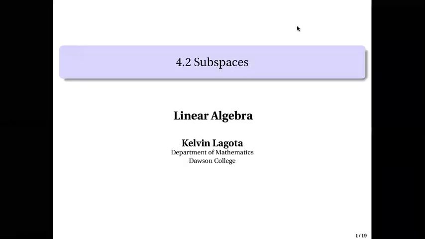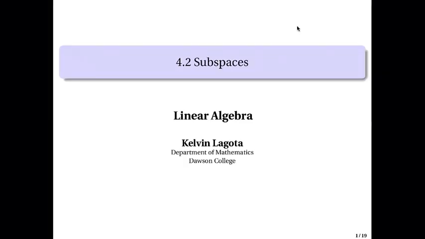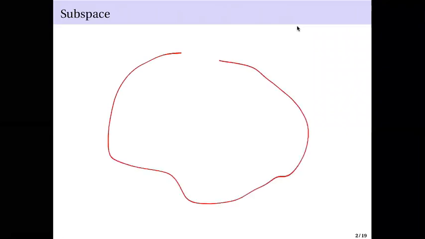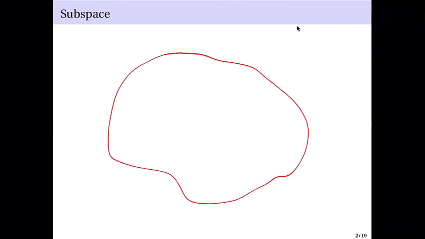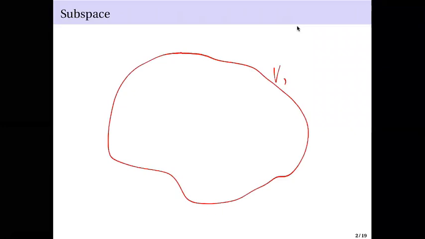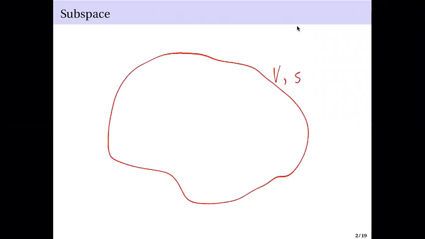So for this part, we'll be talking about subspaces, section 4.2. Earlier this morning, we discussed what we call a vector space. For example, suppose this is our vector space V with the defined operations.